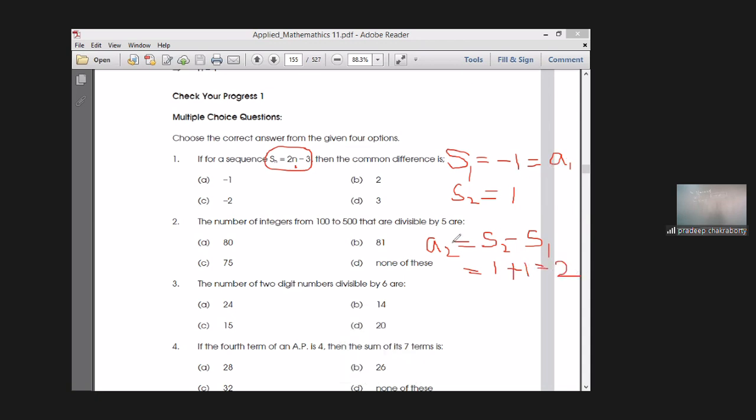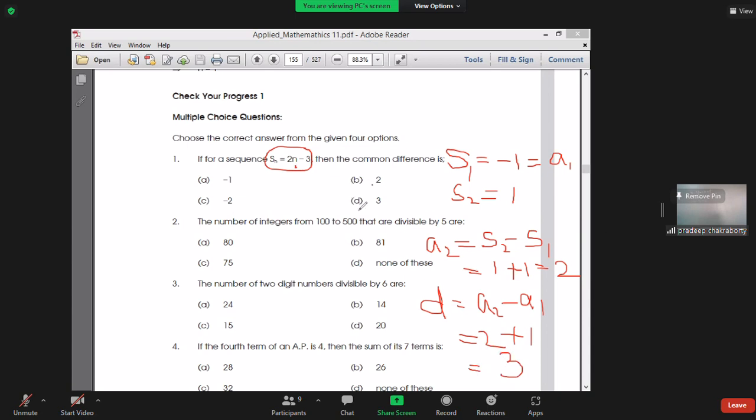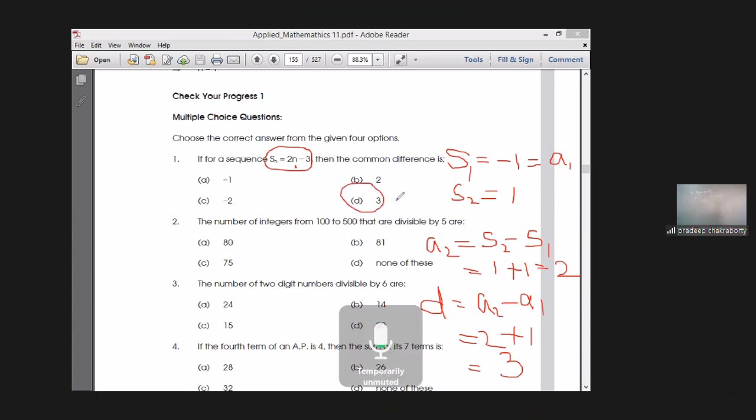And now we got A1 and A2, then you can find D. So D will be A2 minus A1. A2 is 2, and A1 is minus 1, so minus minus will be plus, so it will be plus 1, so it will be 3. So our D is 3. So this is the correct answer of this question.